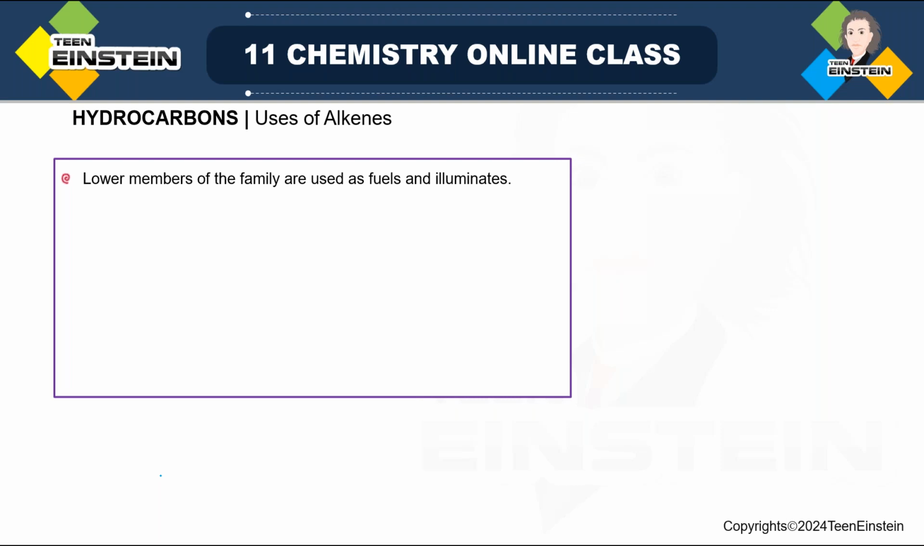So, uses of alkenes. Here the first point mentioned is that lower members of the family are used as fuels and illuminants. For the lower members, if we consider combustion, there is a generation of energy because they are exothermic reactions, so they can be used as fuels, and light is also generated, so that is the reason they can be used as illuminants.